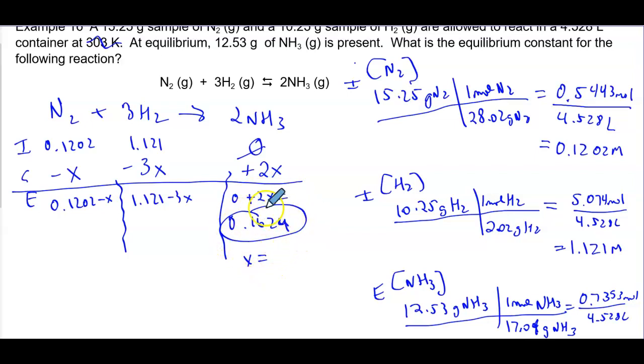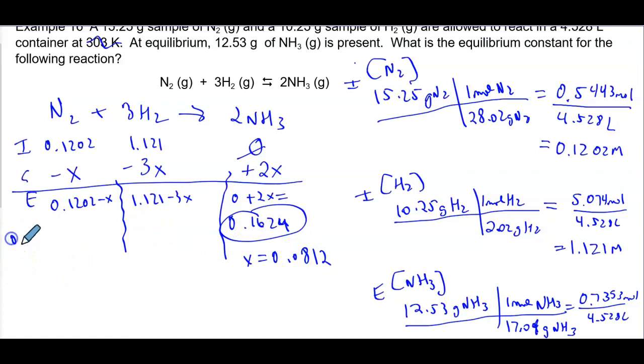Now, it's very important that if you have an equilibrium value, I would circle it like I did here, because that's the value you're going to be plugging into your K expression, not this x value, because x doesn't represent the equilibrium of NH3. 0.1624 represents the equilibrium value of NH3. X represents itself, x. So I can solve this now by taking 0.1624 and dividing that by 2. And I get my x to be 0.0812. So therefore, I can plug that in up here.